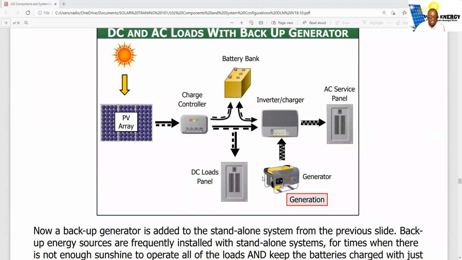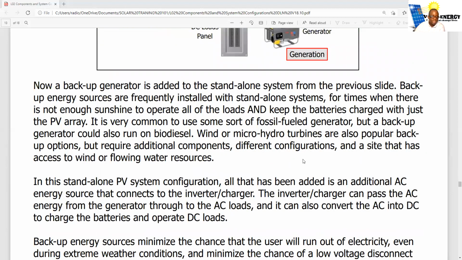So right here, that's what I just spoke about. I spoke about having a system where you have DC load coming in to help when there is no sun. You have your generator to help provide AC current, which goes into your inverter charger and sends AC into your home and also sends DC to charge your battery. Now a backup generator is added to the standalone system from the previous slide. Backup energy sources are frequently installed with standalone systems for times when there is not enough sunshine to operate all of the loads and keep the battery charged with just the PV array.